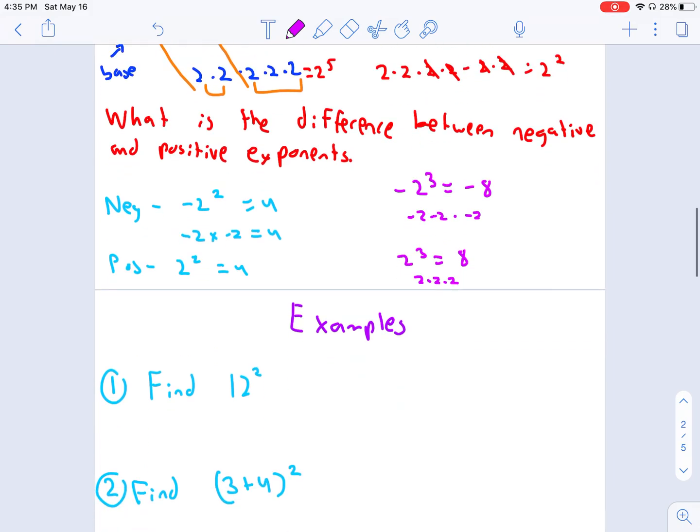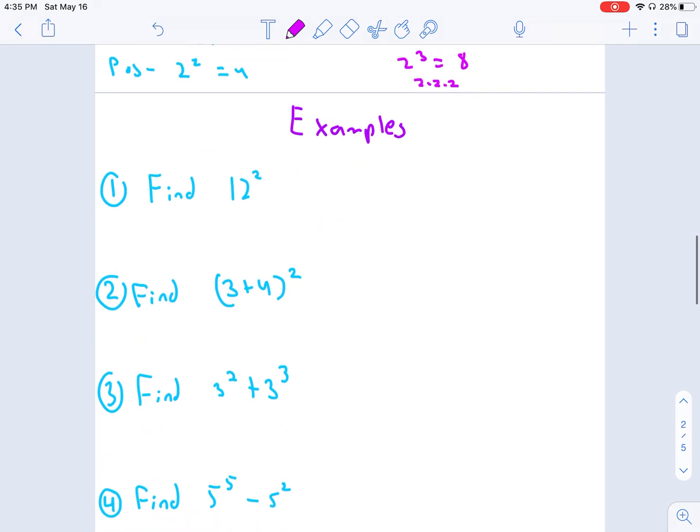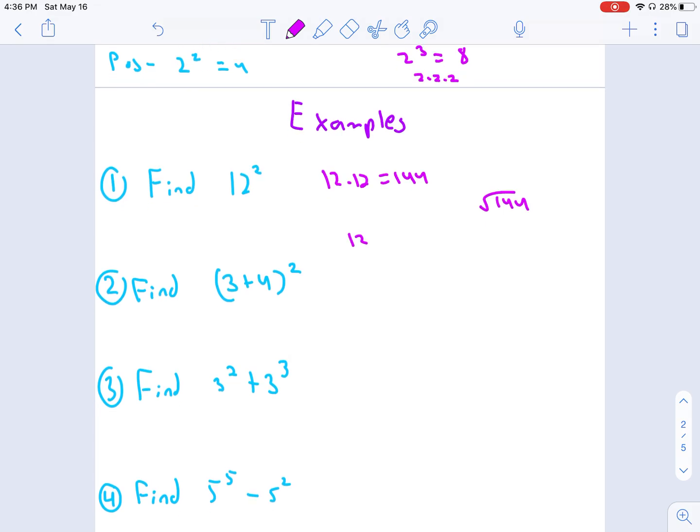So examples. I have a couple down here. We'll start with number 1. Find 12 squared. So 12 squared is the same as doing 12 times 12, which is equal to 144. So your answer is 144. And you can check this by doing the square root of 144, which is 12. The square root is the opposite of squaring a number.